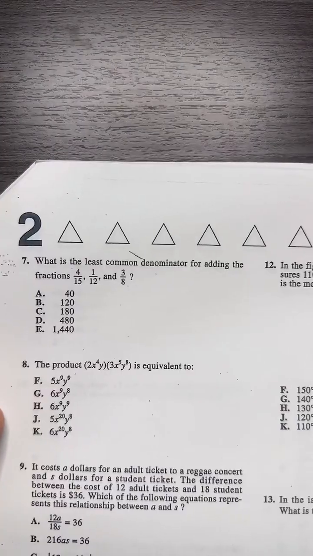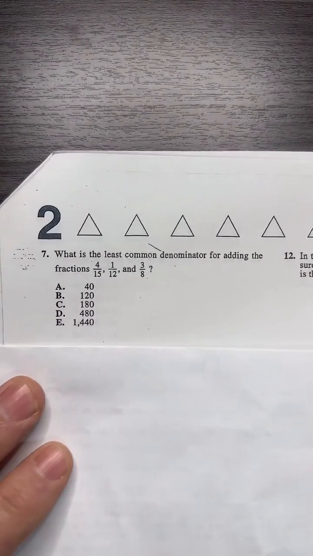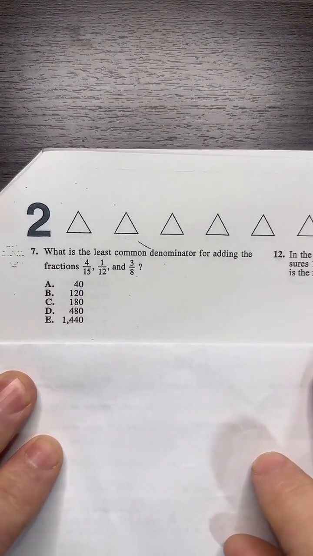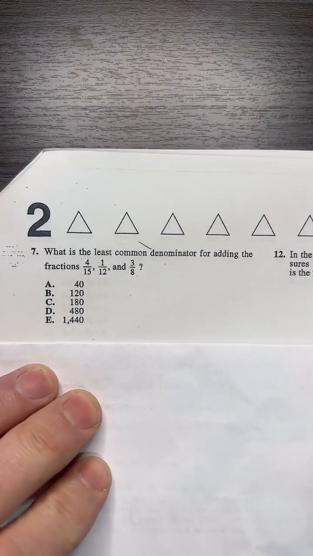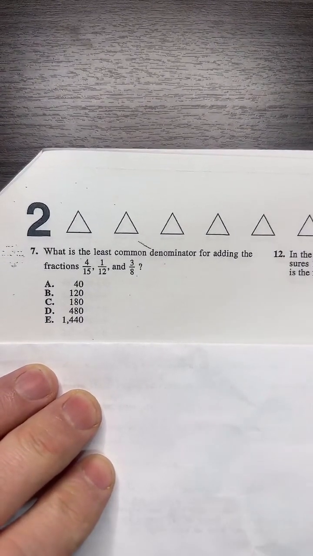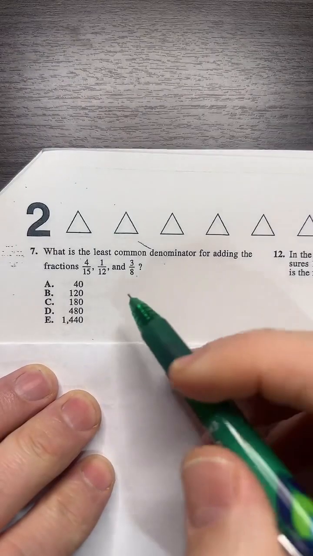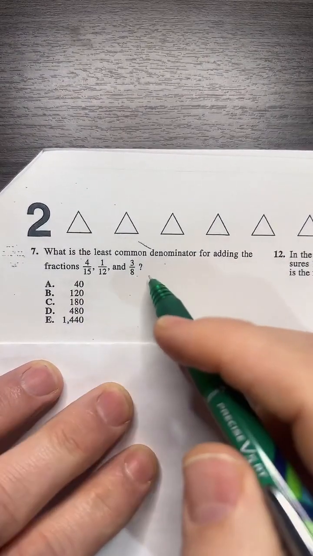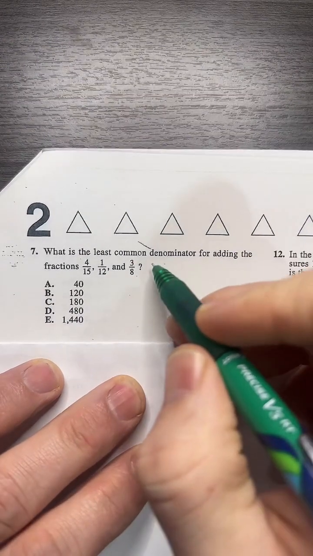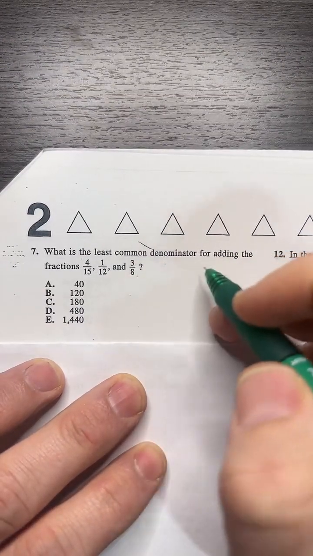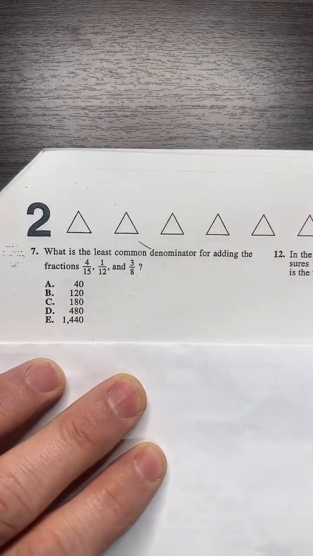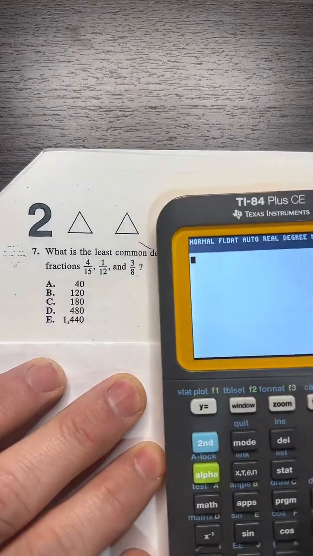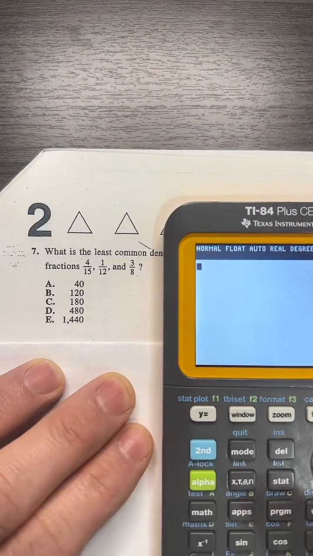All right, so it says, number 7. What is the least common denominator? Yes, remember folks, fractions are friends. Okay, you hear me? Fractions are friends. So what is the least common denominator for adding the fractions? So what we could do is list out 8, 16, 12, 24, 15. But what I would probably do is start with the smallest, so 40.